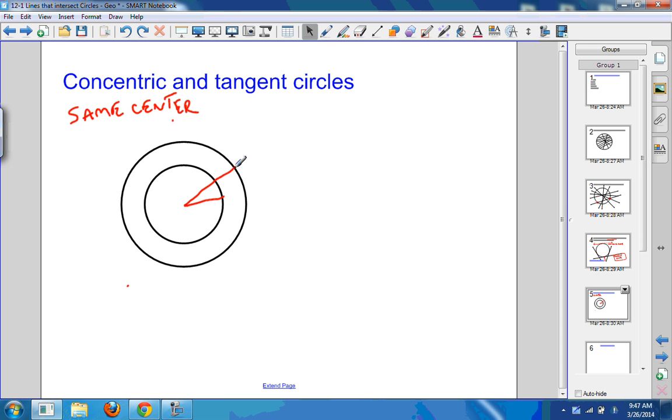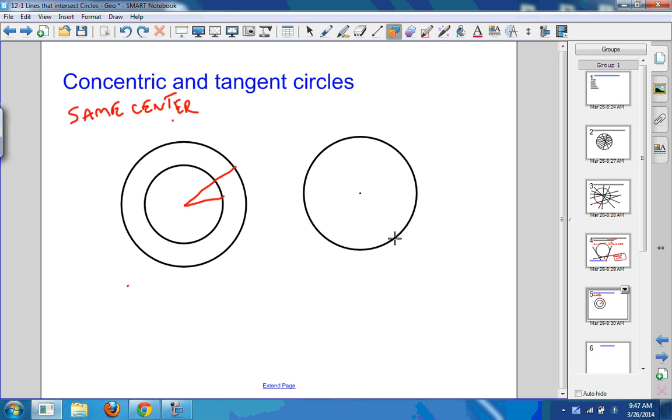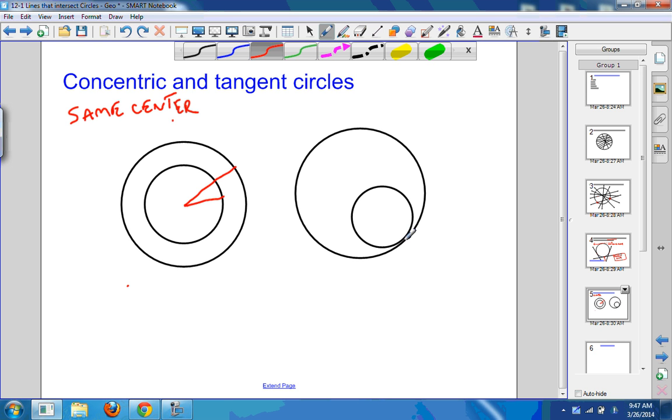Tangent circles, I imagine you can guess what they are, are circles that touch at exactly one point. So I have a circle like that, and another circle. Doesn't look like they're quite touching there, but we'll pretend that they are. So imagine these two circles are touching at exactly just one point. The smaller circle just grazes off the bigger circle. Those would be tangent circles.